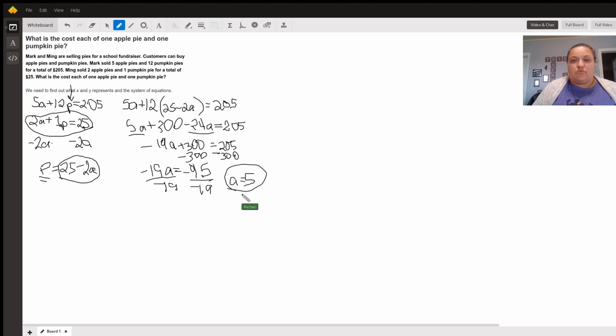So now we know the actual value of A. So now we can take this and we can either plug it into this equation or this equation to solve for what P is. So I'm going to do the easier one. All right, so 2 times A, which is 5, plus P equals 25. So we have 10 plus P equals 25. Then we're going to get rid of the 10, and we get P equals 15.